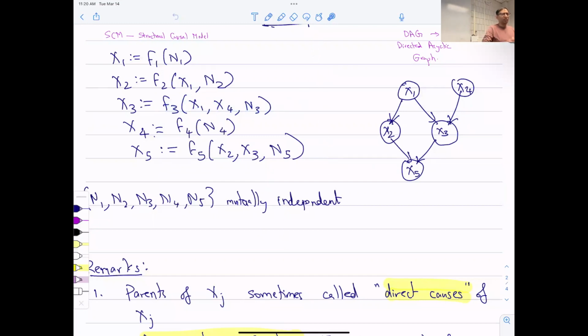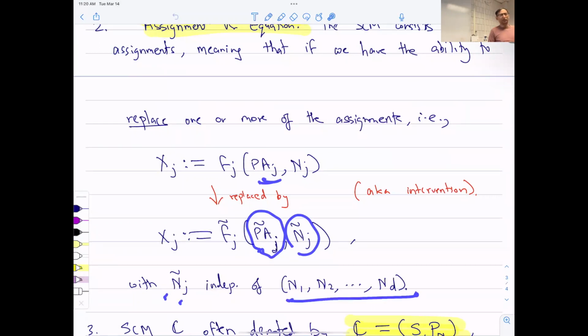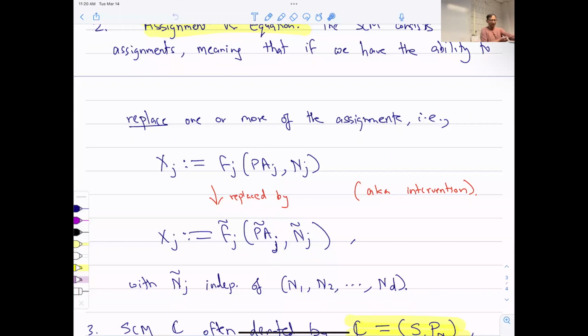So interventions are now described, going back to the SCM, the structural causal model. I start with the structural causal model that generates my original observational data. And any intervention is one or more changes in these equations, such that the DAG structure is still preserved. For example, if I take this and put some other function F7 of all the variables, the DAG structure will be broken. So that is not allowed. Those are the kinds of restrictions that are there. Formally, I take Xj as some function fj of its parents and Nj. I'll replace the parents of j by parents tilde of j and some other independent N tilde j, which is some new random variable, independent of N1 through Nd. This is what is formally defined as an intervention.